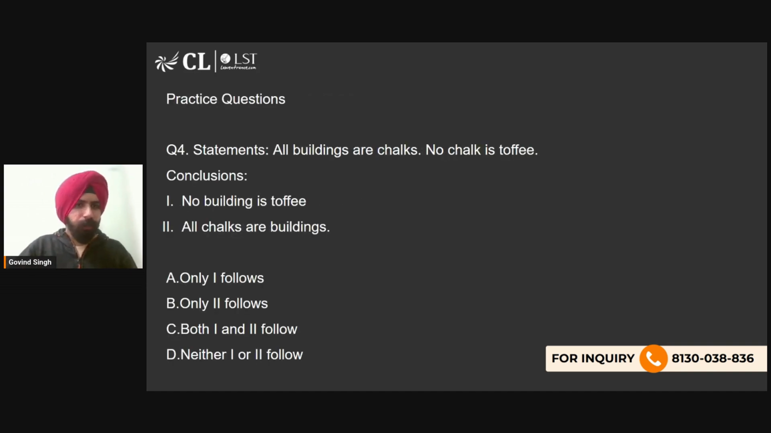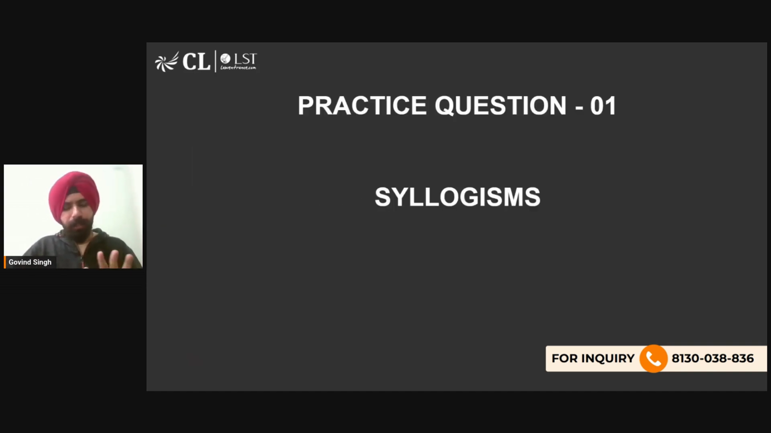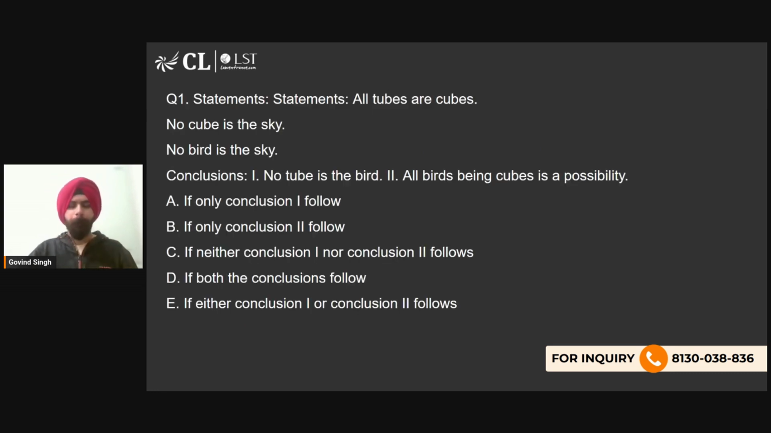All right, so these were the questions which we practiced in the previous class. In today's class, we are going to practice a new set of questions. So let's begin. The first question: all tubes are cubes. No cube is the sky. No bird is the sky. So we have 3 statements. Based on that, we have 2 conclusions. One, no tube is the bird. Two, all birds being cubes is a possibility.